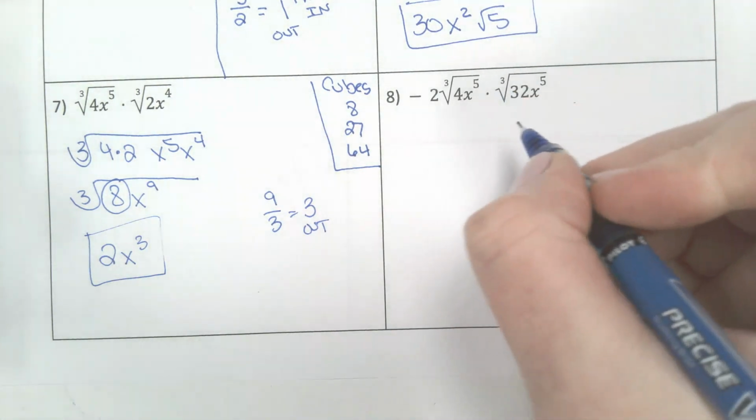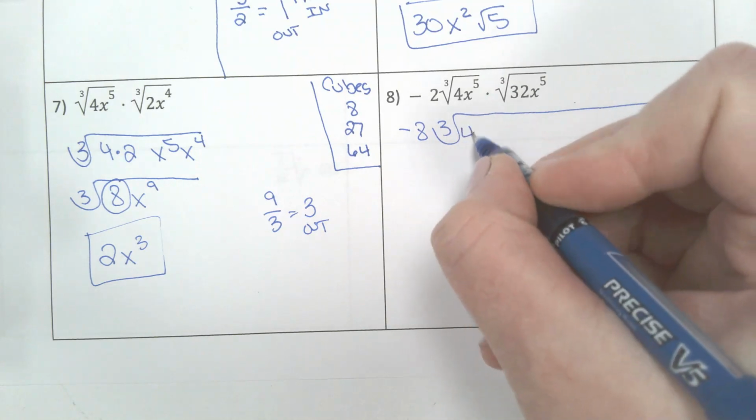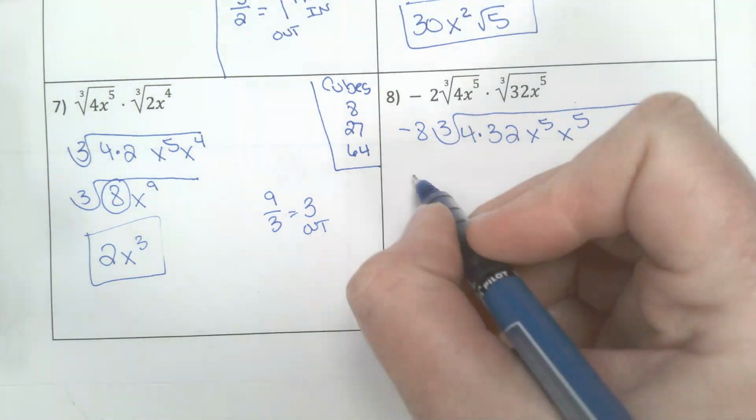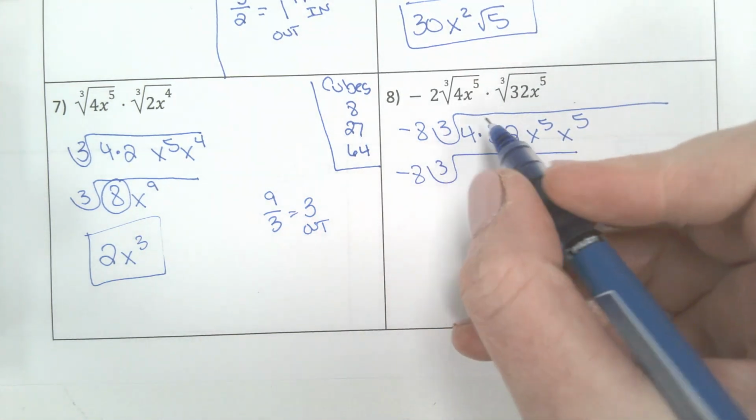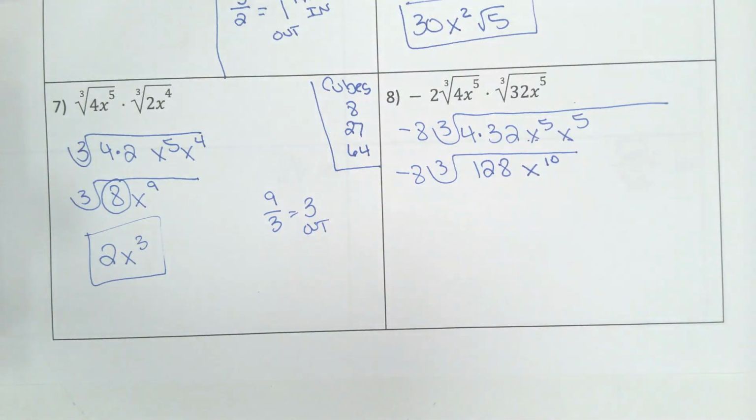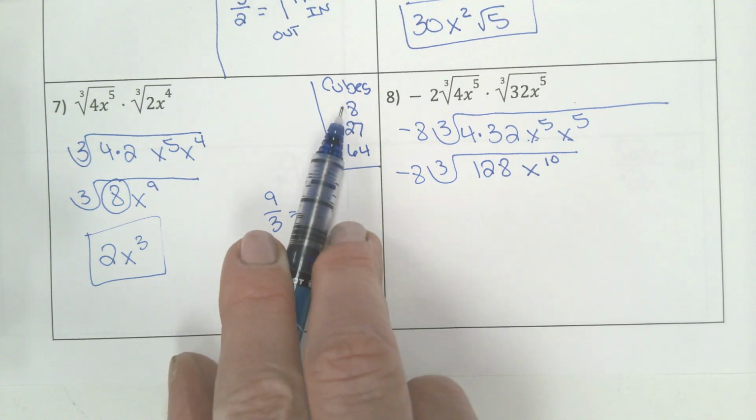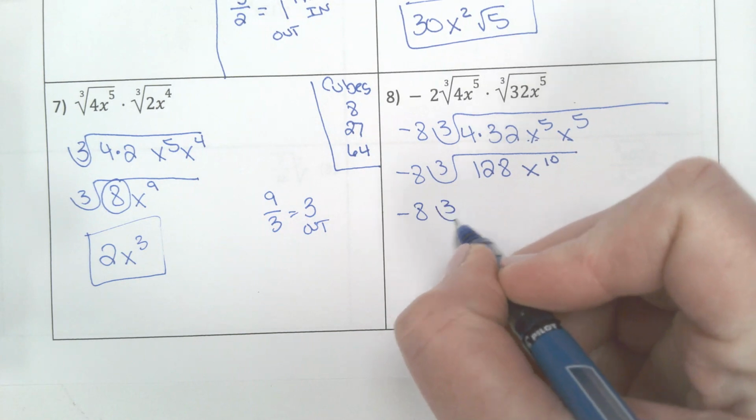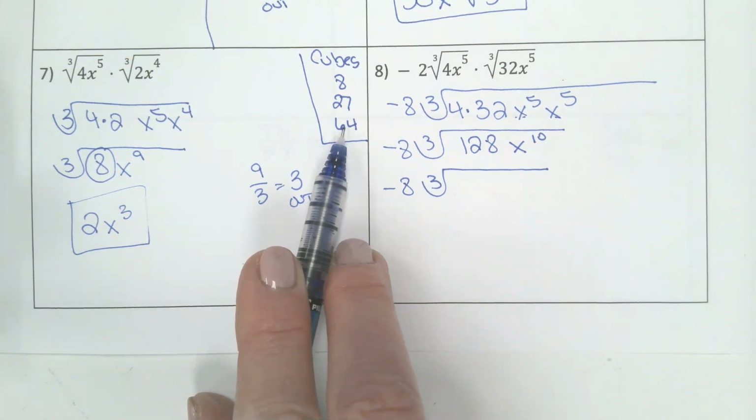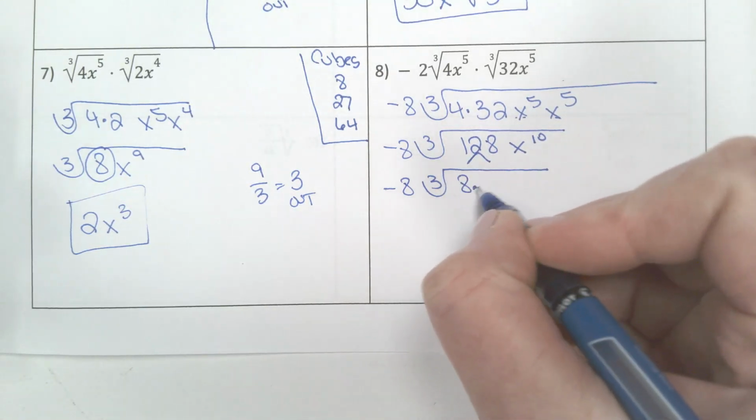Number 8 became a little bit tricky. First thing I'm going to do is rewrite it and put my numbers together and my variables together. 4 times 32 is 128, and that becomes x to the 10th. So in my calculator, I just started taking 128 divided by 8, and that worked out. This is the long way of doing it. 64 is also a factor, but I find that most kids don't realize that, so I am going to do it kind of a long way. So 128 is 8 times 16.